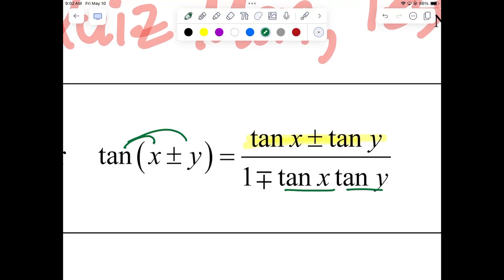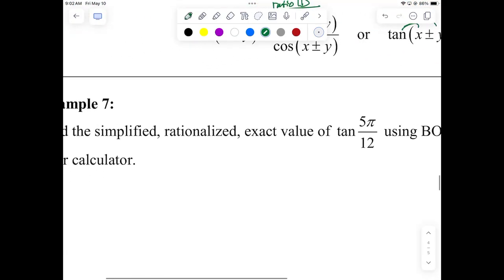Okay, you got it? So distribute to get the numerator, and then 1, change the sign, the product of the two. Tangent x, tangent y. All right, let's try it out.